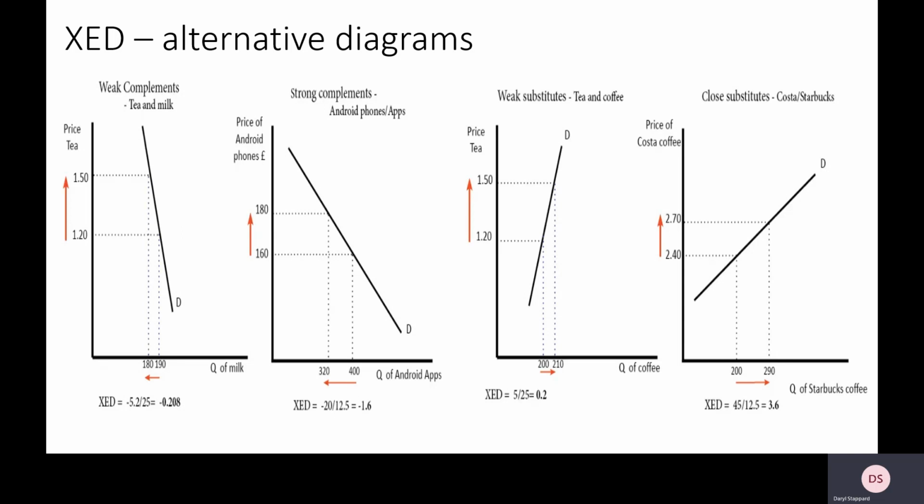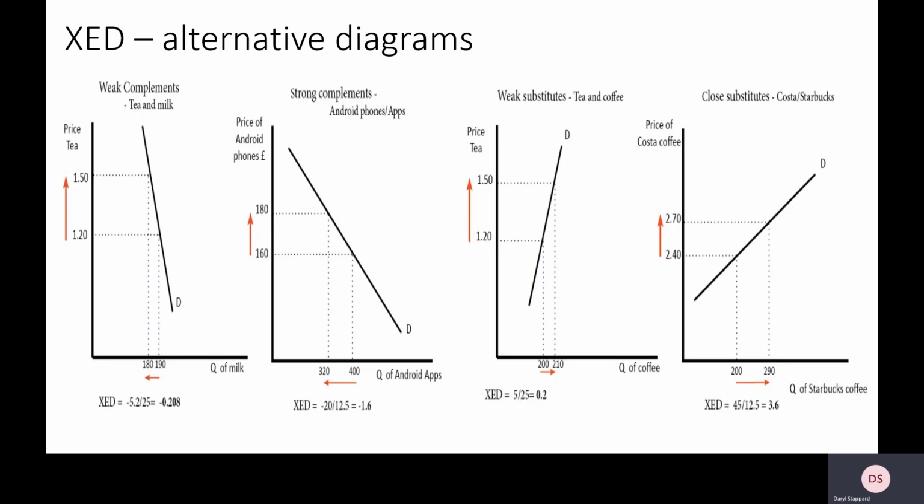So what I've done here, I've conducted an experiment. I've increased the price of tea from £1.20 a box up to £1.50 per box. So look on that vertical axis in the first diagram. Tea has gone from £1.20 to £1.50. What this will then do is to reduce the demand for milk from 190 to 180. So I'm showing how the change in the price of tea will affect the demand for milk.